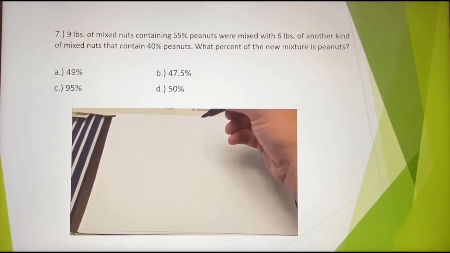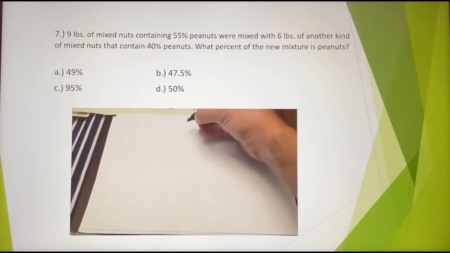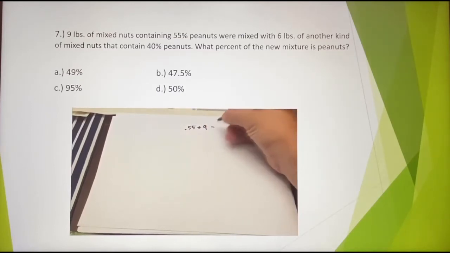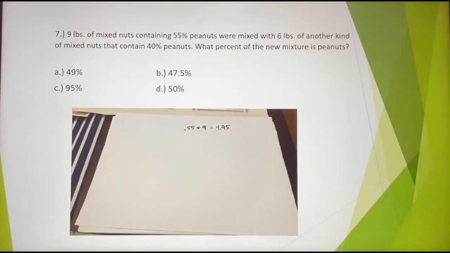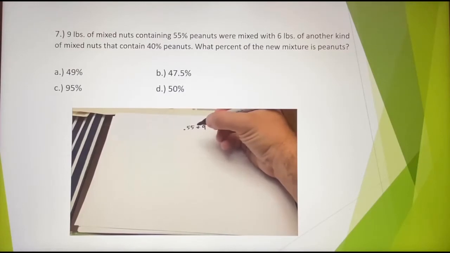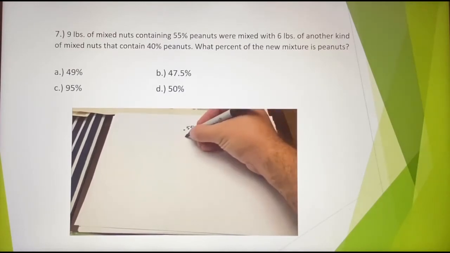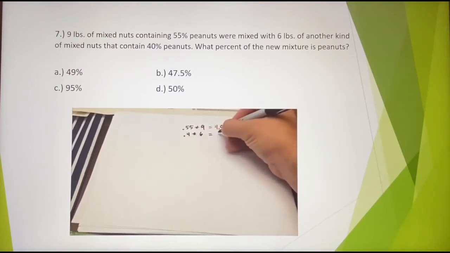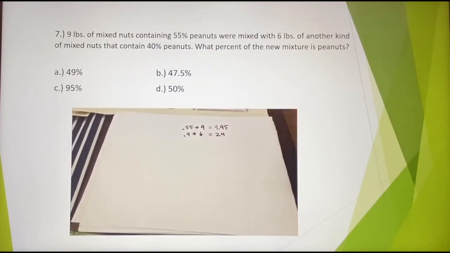So if we know 55% of 9 pounds, I'm going to convert that percentage into a decimal, so 0.55 times 9. And this gives me 4.95. And the other mixture, we had 6 pounds, and it's 40% peanuts, so 0.4 times 6 gives me 2.4.